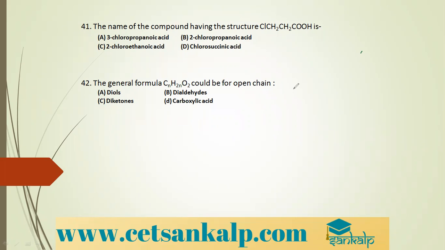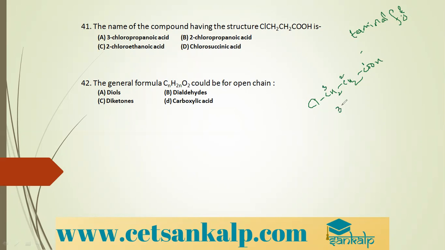The name of the compound having the structure ClCH2CH2COOH. When you have a carboxylic acid or aldehyde, these two are called terminal functional groups, students. Their locant is always 1. Numbering should start from the carbon atom of this group always, let any substituent be present.